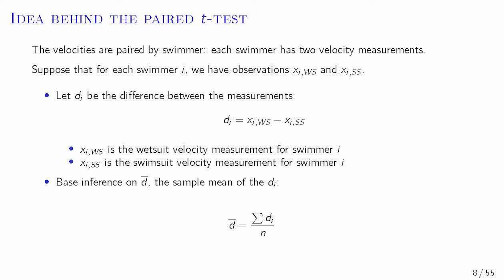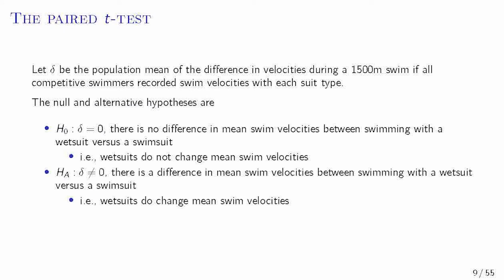And we can see here that we're going to end up calculating a base inference on d bar, the sample mean of the difference in velocity. And what we want to test is whether, if all swimmers were able to be tested, there would be a difference. So our null hypothesis, H naught, is that delta is equal to 0. There's no difference between swimming with wetsuit versus a swimsuit. Our alternative hypothesis is that delta is not equal to 0. There is a difference. The wetsuits do change mean swim velocity.